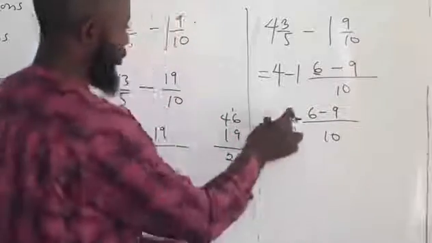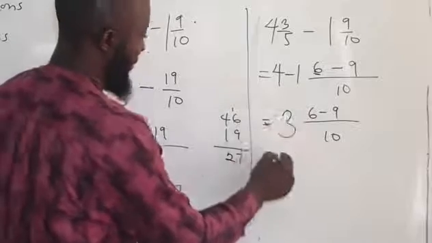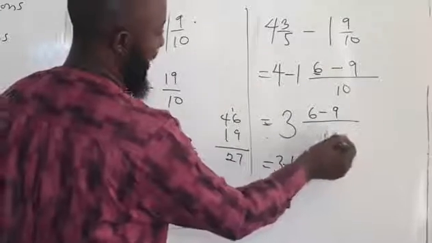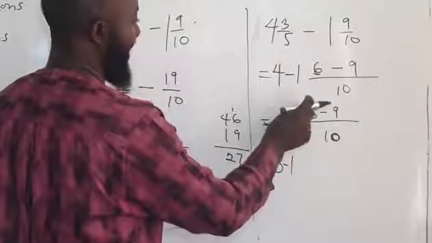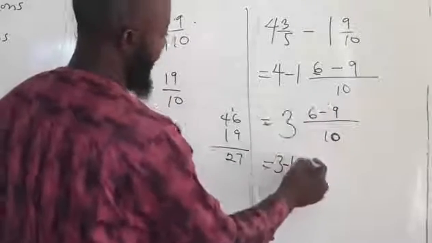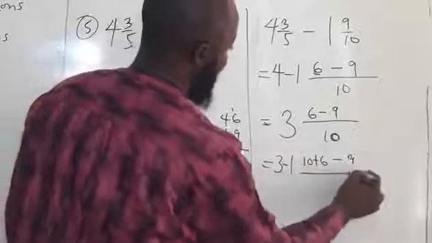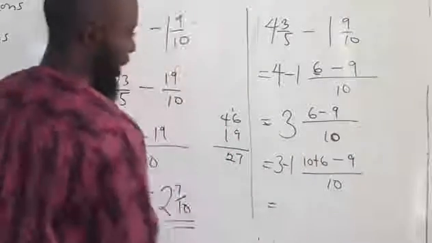So what I said, you are going to borrow 1 from this 3. So that will be 3 minus 1 again. So the one you are borrowing, because what you have here is 10, it's going to become what? 10 then. So you add 10 to 16 here. It will now be 10 plus 6 minus what? 9. Everything divided by what? 10. I hope I'm making sense.